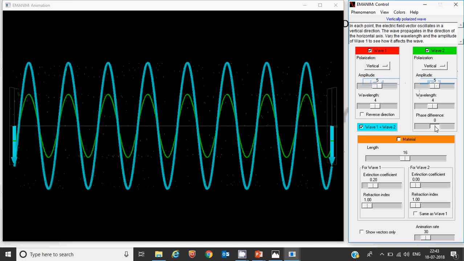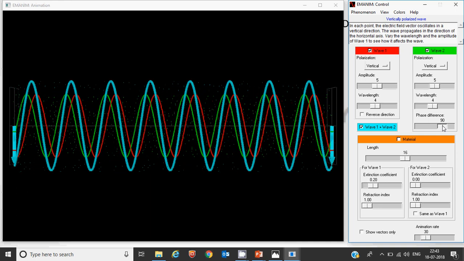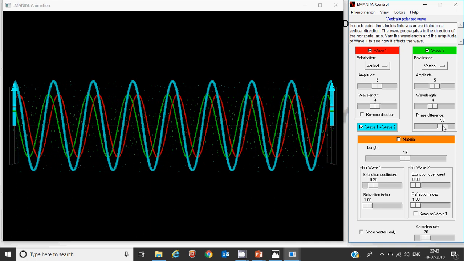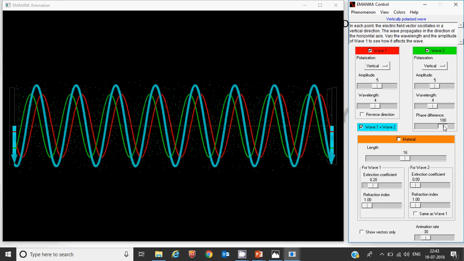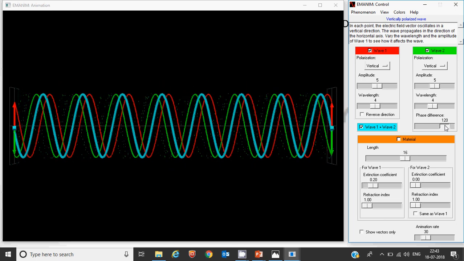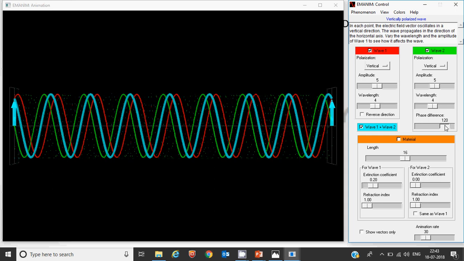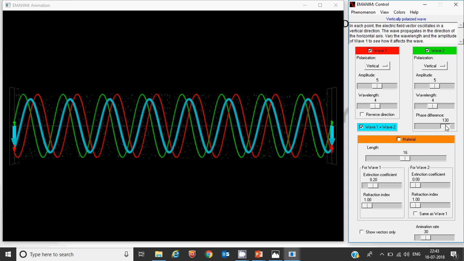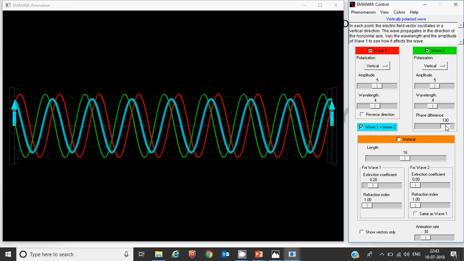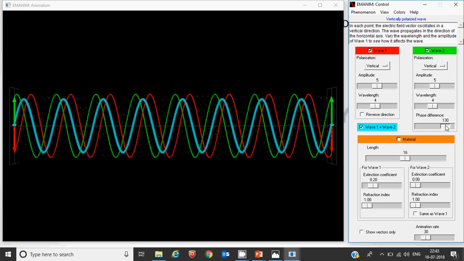So I increase the phase shift, but the amplitude is still increasing because of multiple waves being received at the receiving end. I increase it further, and the amplitude is still higher. I increase up to 120, and the amplitude is still equivalent to the wave amplitudes. But if I increase the phase shift beyond 120, the amplitude starts decreasing because it has a negative impact.